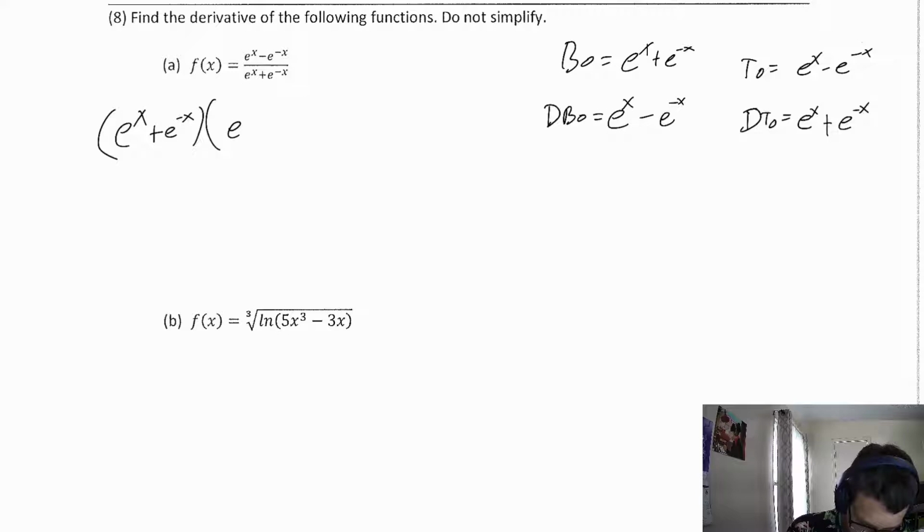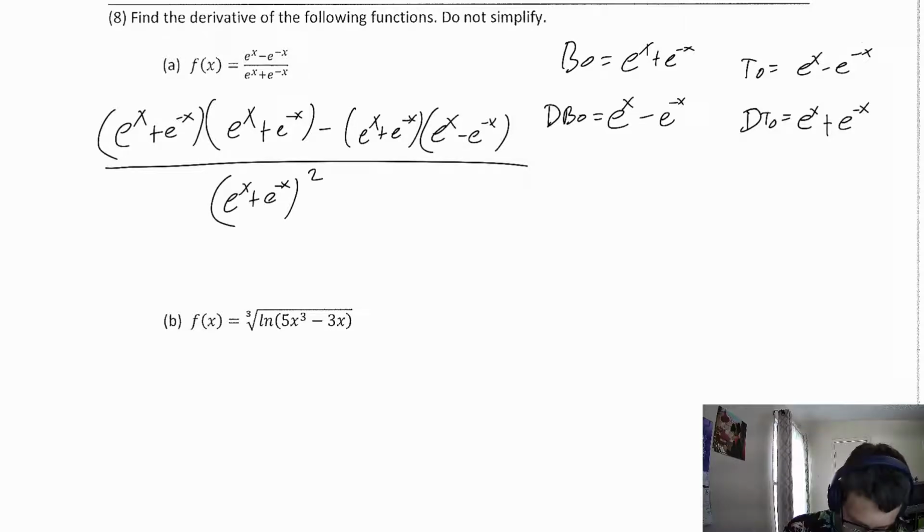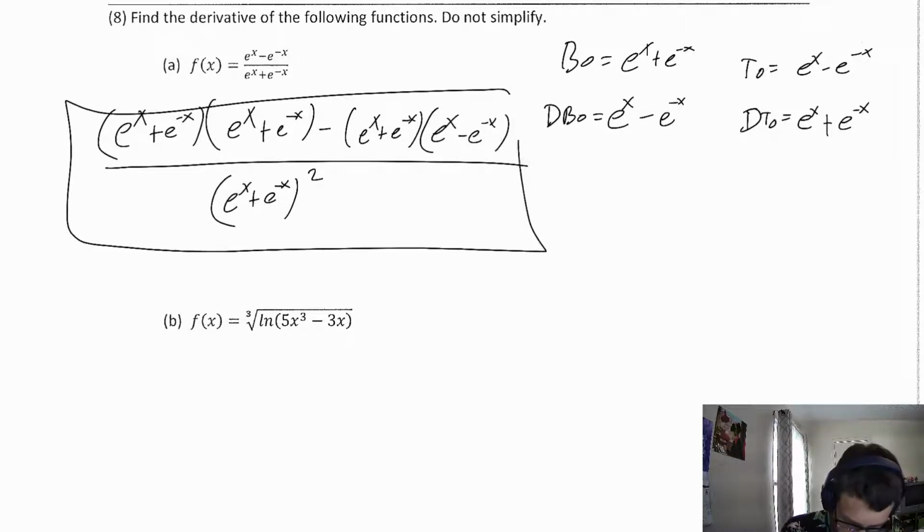So if we throw this all together into our quotient rule, we're going to have the bottom times the derivative of the top, minus the top times the derivative of the bottom, all over the bottom squared. So that's the derivative of this part.